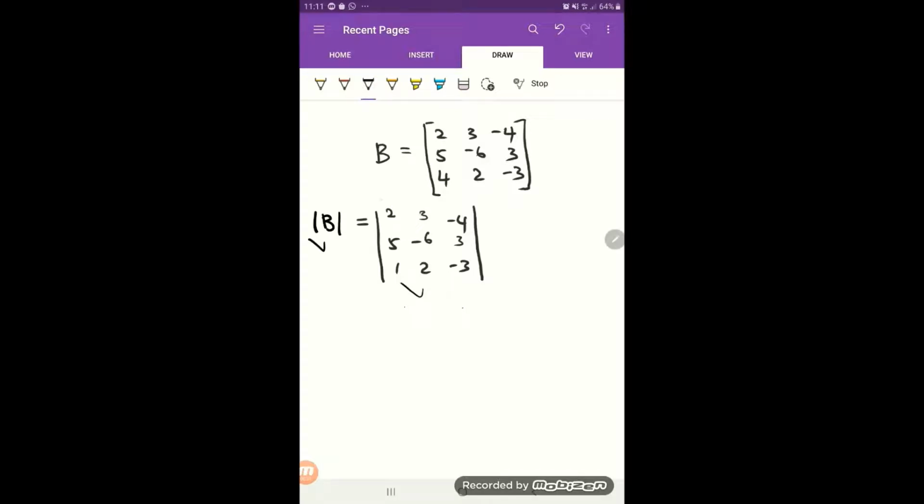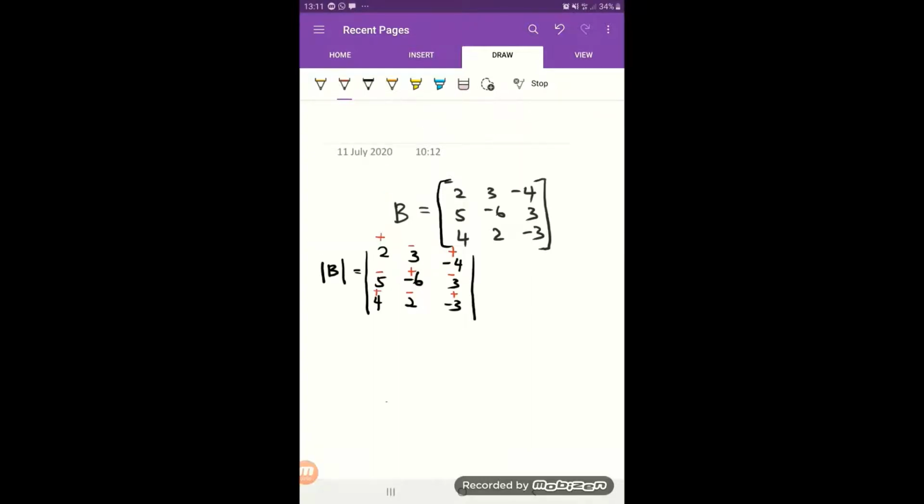For A11, the sign is positive. A12, the sign is negative. A13, the sign is positive. A21, the sign is negative. A22, the sign is positive. A23, the sign is negative. A31, the sign is positive. A32, the sign is negative. A33, the sign is positive.